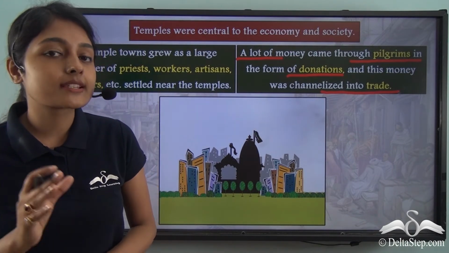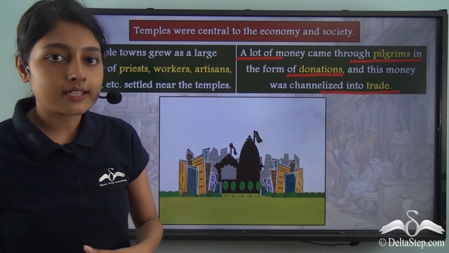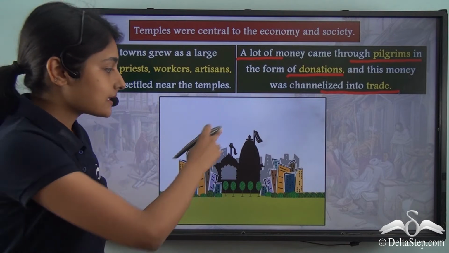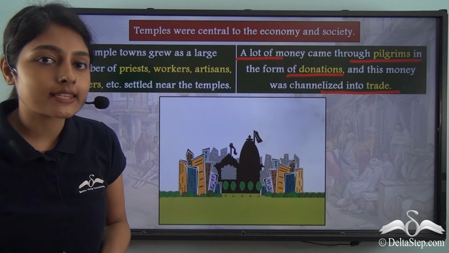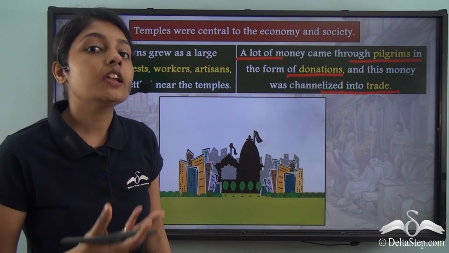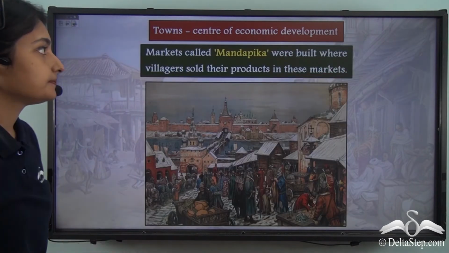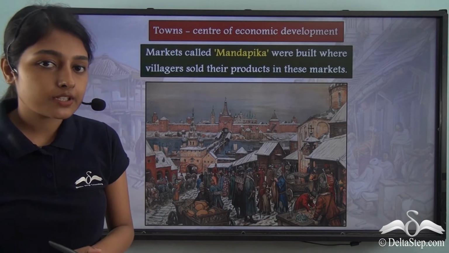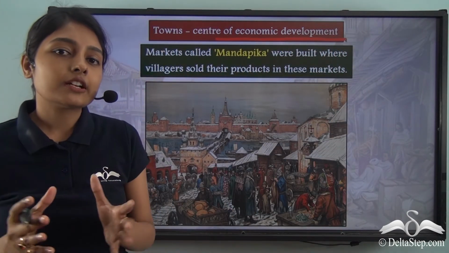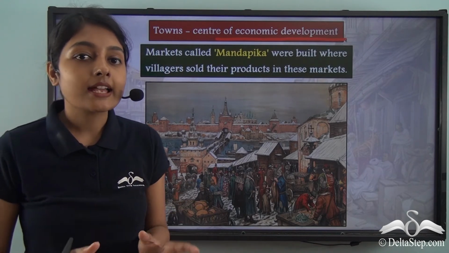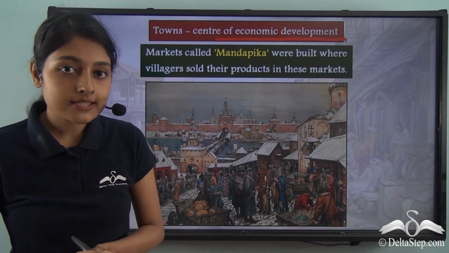Now we have understood the point that temples were central to the economy and the society. Society in the sense that temple towns grew only because a temple was constructed, and economy in the sense that the money that came to the temples was heavily required and utilized in trade. So the point we have understood by now is that temples were centers of economic development. Temple towns were places that had a temple in the center, or a temple as a nucleus of the settlement.